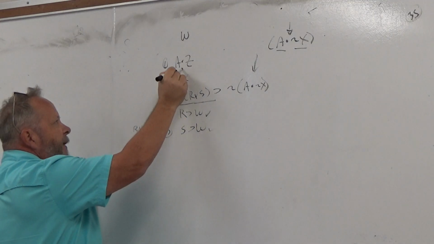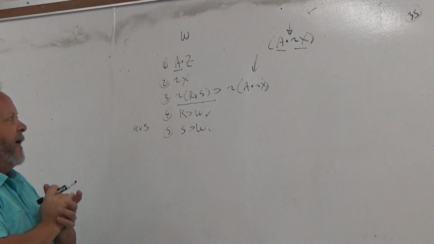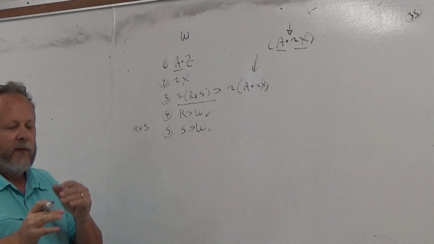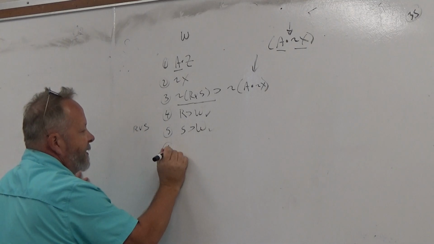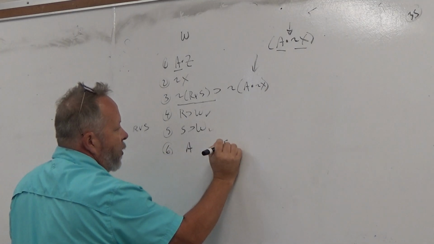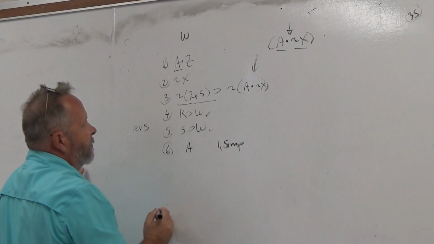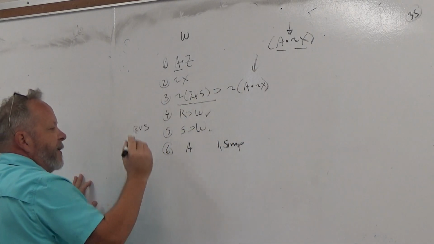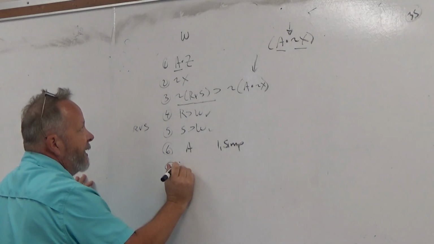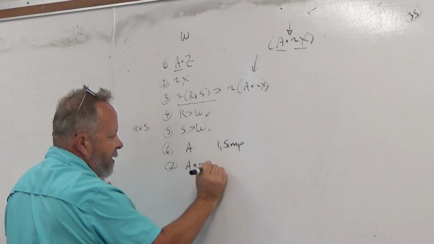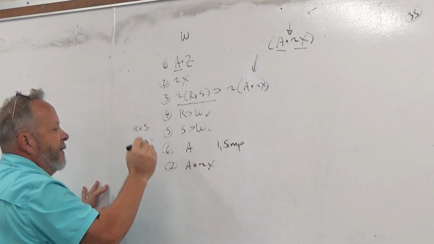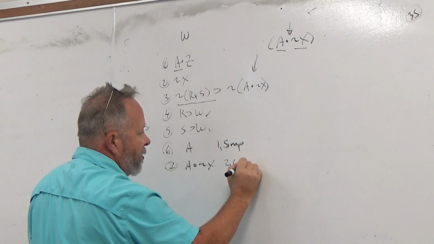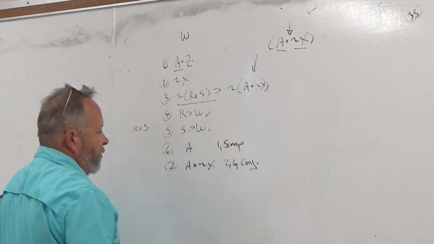Well, look at line 1. There's A and Z. They're joined by an and, which means I can break off the A part. So I can say A from 1 by simplification. So I got that part. Now I need a not X. Well, there's a not X right there. So let me just put those together. A and not X, and that's from 2 and 6, and that's called conjunction. We can join them.